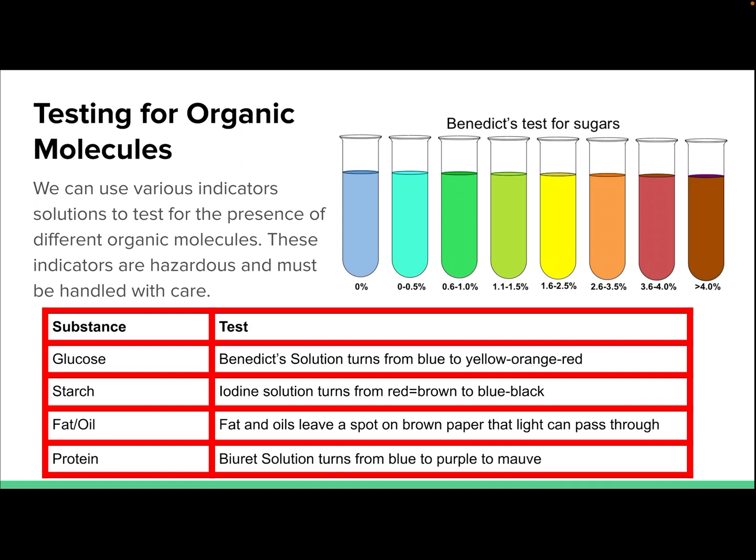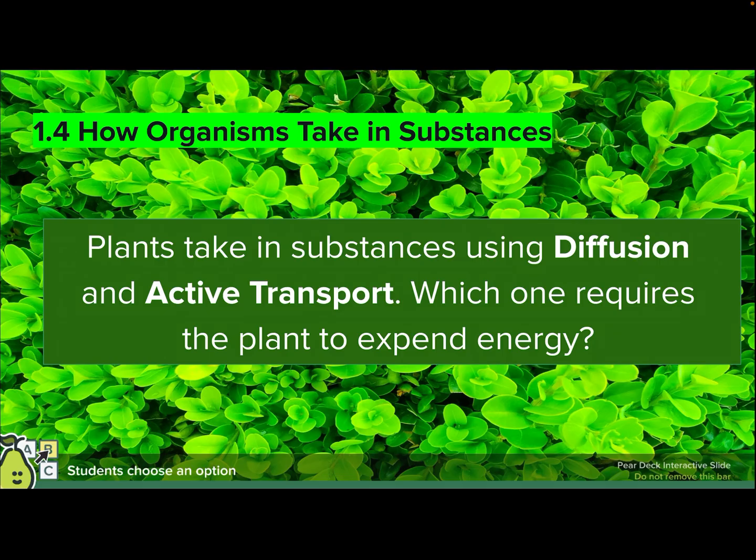Fat and oil: if you put brown paper on fat or oil, it will allow you to kind of see through. It'll make the brown paper a little transparent. You'll see the oily, fatty spots on the paper. For protein, we use a Biuret solution that turns from blue to purple to mauve in the presence of protein. It's important to note that these indicators are hazardous substances and must be handled with care. If we were doing things with them in the lab, we would wear gloves, etc.